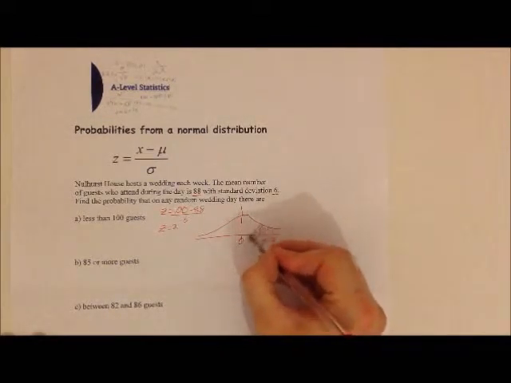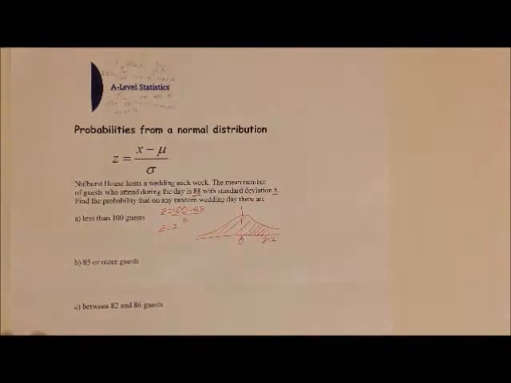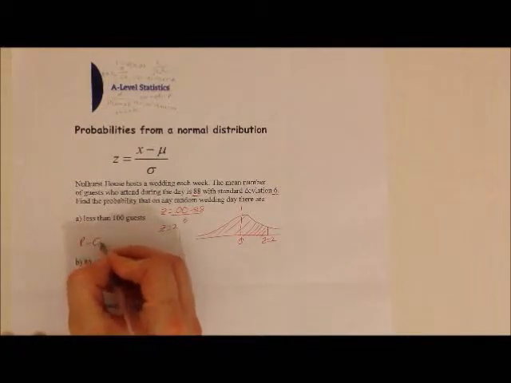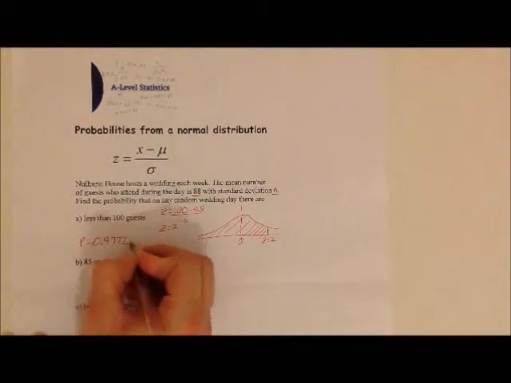If I use the table of values to work out the probability when z is equal to 2, that probability is equal to 0.97725.